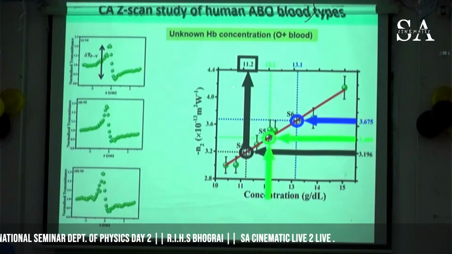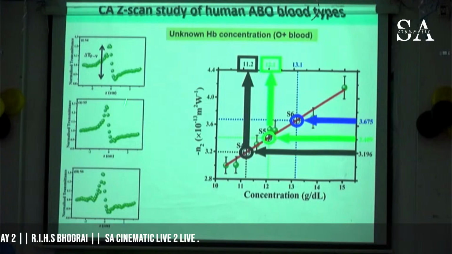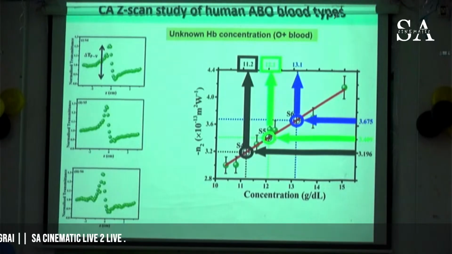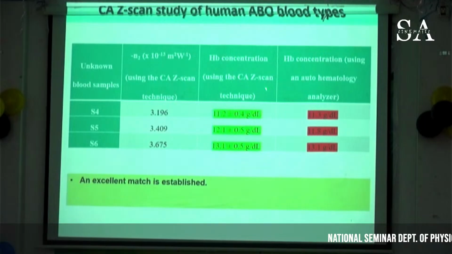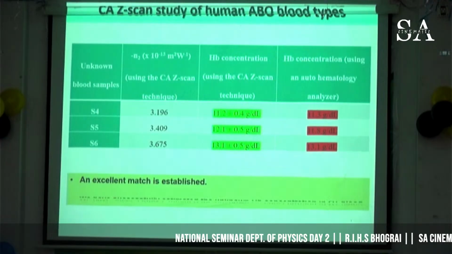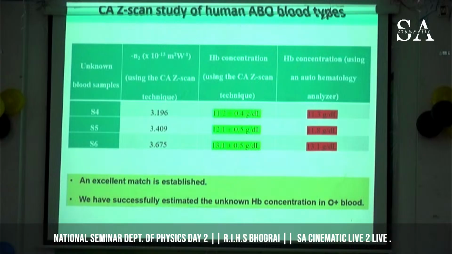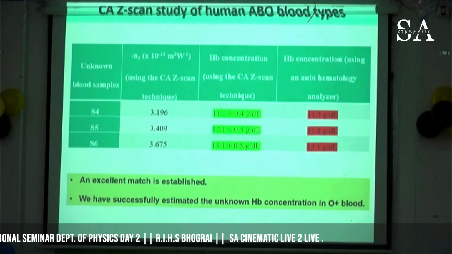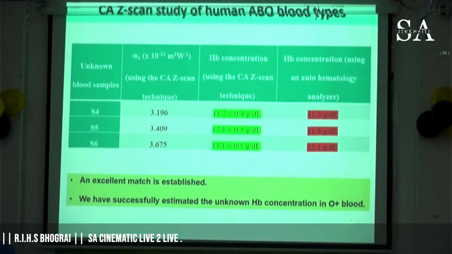What you see here are the values obtained from our technique, from the N2 values measured here. Again we see a very good match between these two, because these are the values measured by our technique. Then we used an autohematology analyzer, the instrument used in pathology centers to give you the hemoglobin level. So we have successfully estimated the unknown hemoglobin concentration in the O positive blood group.